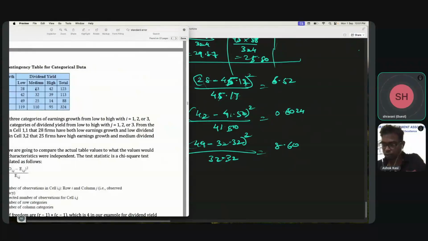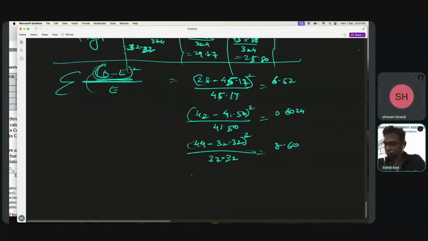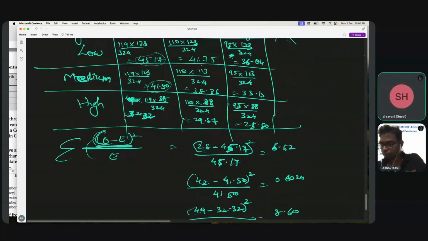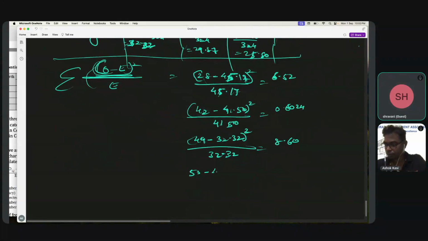The next one is 53. So 53 minus 41.75, squared, divided by 41.75 gives 3.03.